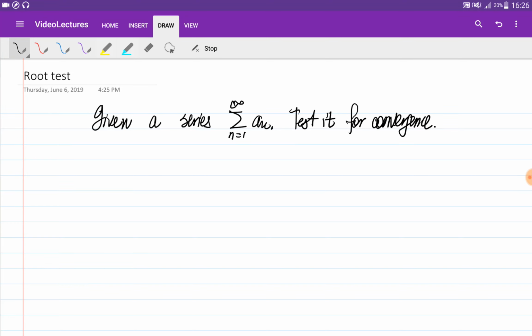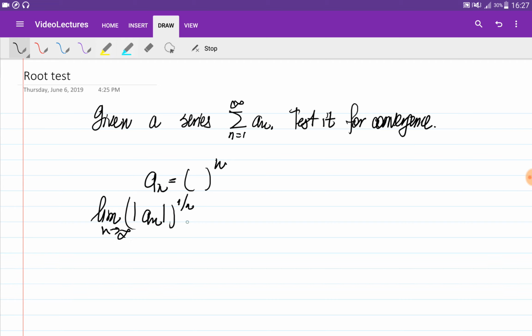Now the test for convergence of the series is called the root test. So for a given series, we would like to test it for convergence. Let's say our series is given as something to the power of n. So let's say this is going to be our general term a_n, something to the power of n. In this case, we can use the limit of |a_n| to the power of 1 over n.